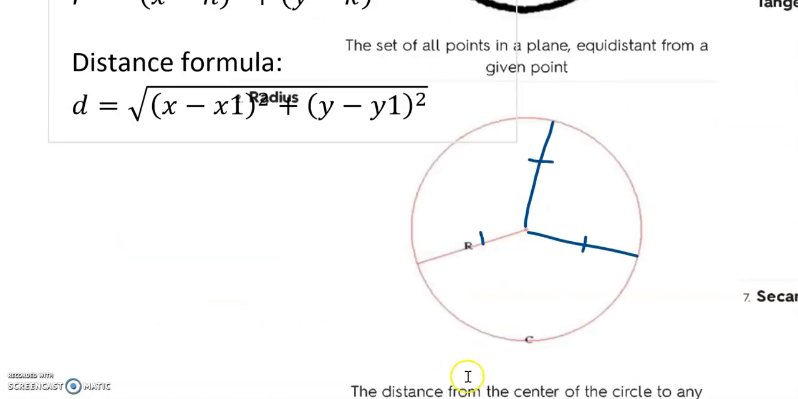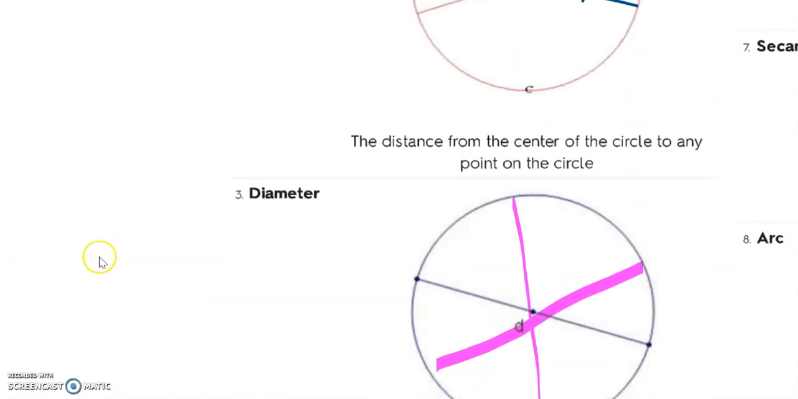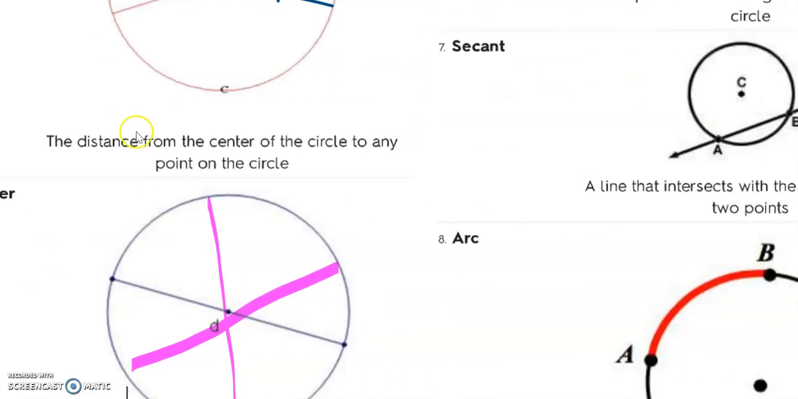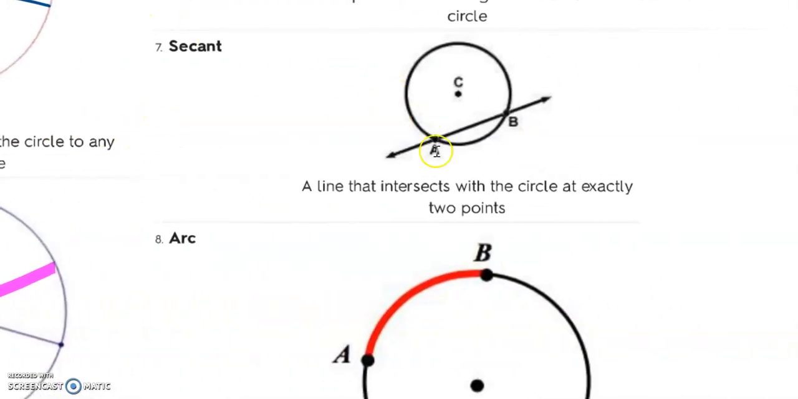Now, we're going to skip and go to secant first, because secant is very closely related to a chord. So a secant is a line that intersects with a circle at exactly 2 points. So you could think of it as if you took a chord and instead of it being a line segment, turned it into a line, you would have your secant. Now, because secants are lines, they have an infinite length, whereas a chord has a finite length. And it has to intersect at 2 points.